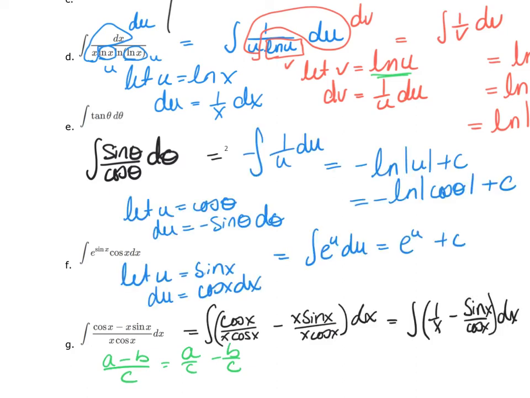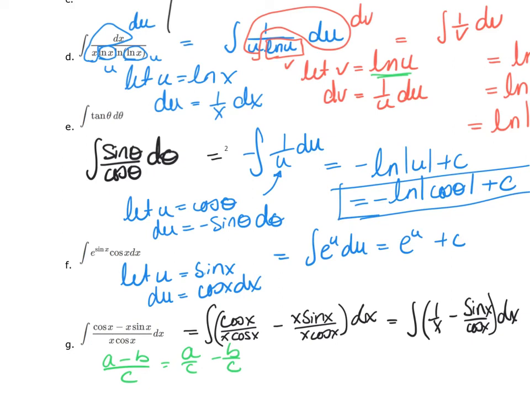Forgot to record. So looking at E, if we have u is the cosine, du is equal to negative sine theta d theta. So that means this just becomes the negative, because I adjust for the negative, 1 over u du. And I end up with a final answer for E of negative the natural log of cosine theta plus C.